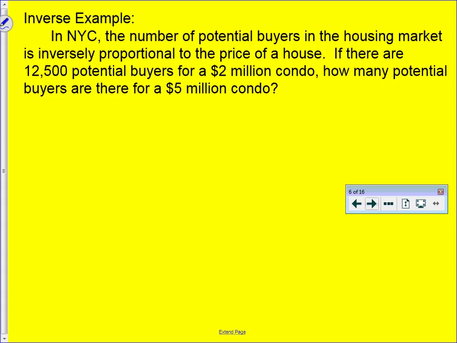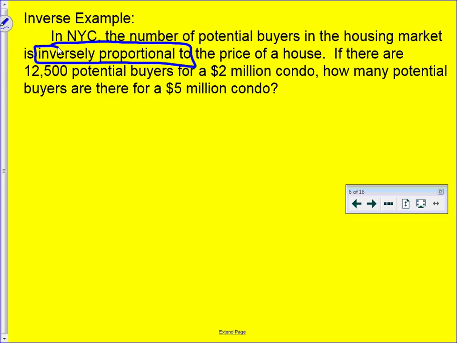So now let's get an example of an inverse variation problem. So if we look at this, we would say in New York City, the number of potential buyers in the housing market is inversely proportional to the price of the house. If there are 12,500 potential buyers for a $2 million condo, how many potential buyers are there for a $5 million condo? So the first thing we're trying to do is set up this equation.